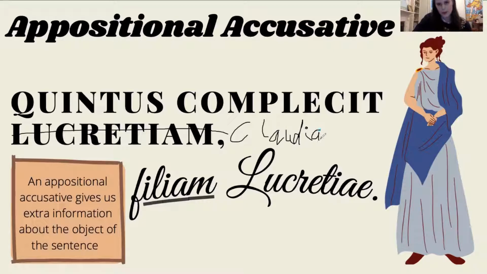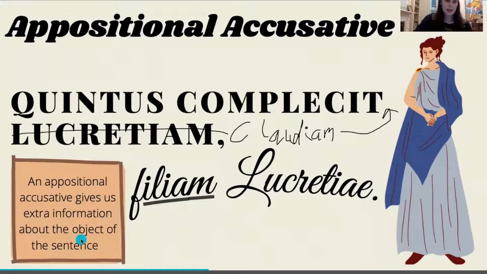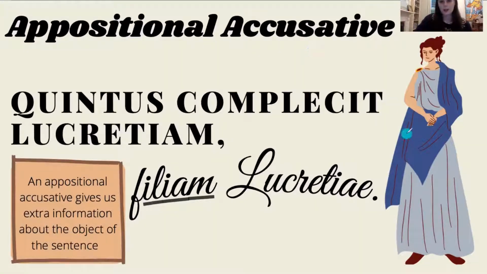Because in this sentence, Quintus hugged Claudia, Claudia is in the accusative case because she is the direct object of the verb, then the appositional phrase, filiam Lucretiae, is going to go into the accusative as well. So an appositional accusative gives us extra information about the object in the sentence. That's all you need to know.